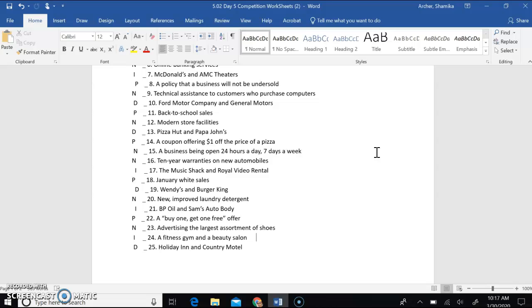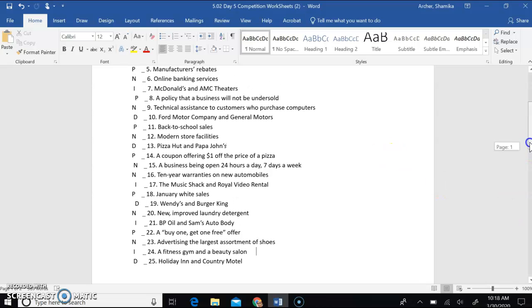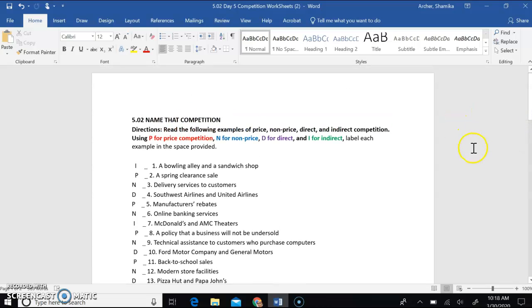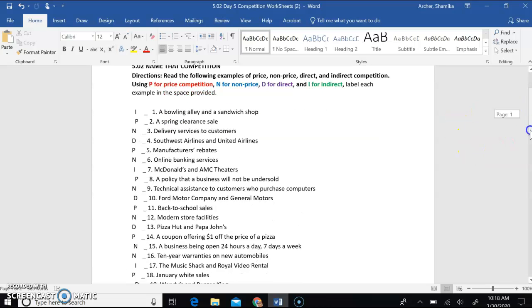23, advertising the largest assortment of shoes. This is non-price because, again, they want to offer you the convenience of multiple shoes to select from. 24, a fitness gym and a beauty salon. They're both services, but you cannot go to the beauty salon and get a taekwondo workout. So that's indirect. And then 25, the Holiday Inn and the Country Motel. Of course, that is direct because they are two businesses that offer hotel services. So this is 1 through 25. Go back and pause the video at any time to get the answers, but that should be an easy 100.